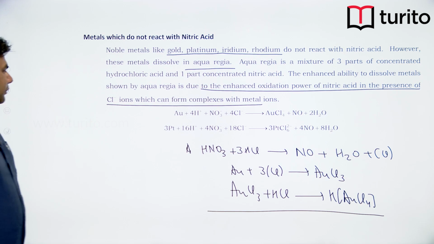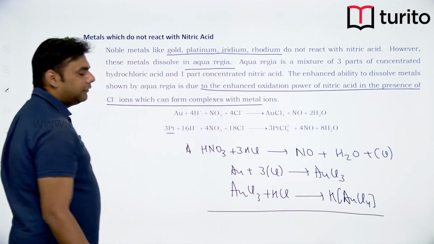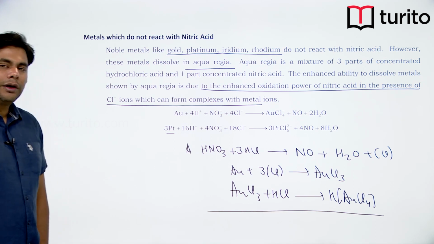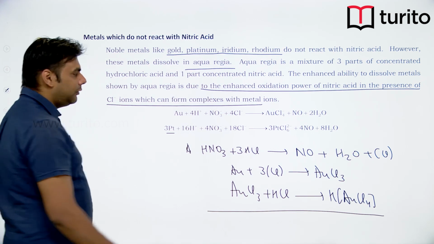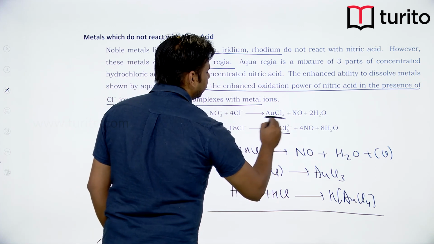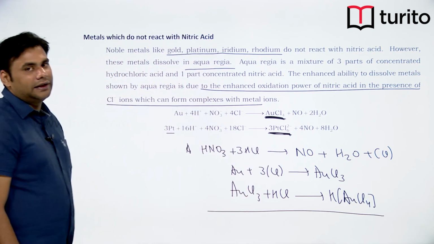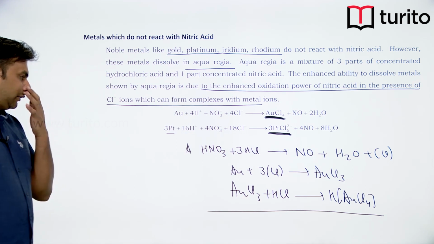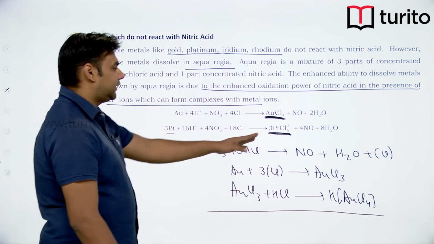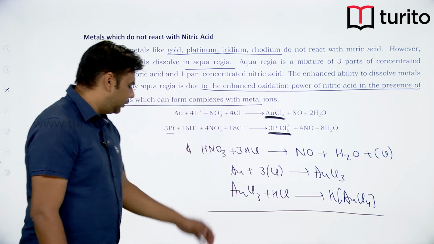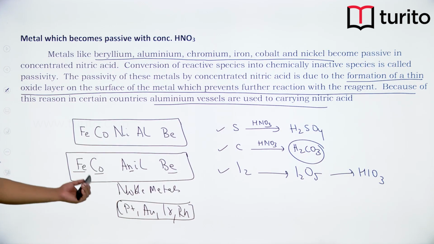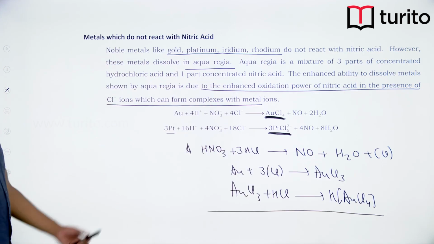tetrachloridoauric acid. Similarly, if you react with platinum, platinum will react with 4 nascent chlorine initially and form PtCl4. PtCl4 will further react with HCl and form H2PtCl6. So this is also called platinic acid. AuCl4 negative is also called auric acid. Tetrachloridoauric acid, hexachloridoplatinic acid. I hope you remember this reaction. This is again very important: the metals which turn passive with HNO3 and which react with aqua regia.